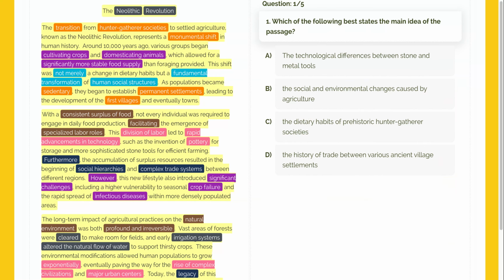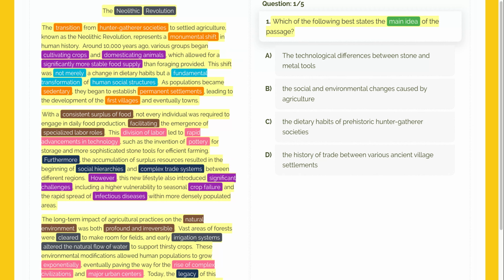All right, let's start with our first question. This is a big picture question that asks us to identify the core message of the entire text. Which of the following best states the main idea of the passage? This question wants to find the main idea. To answer this, we need to look at what every paragraph talks about, not just a single detail. We need a summary that includes the social changes and the environmental impact.